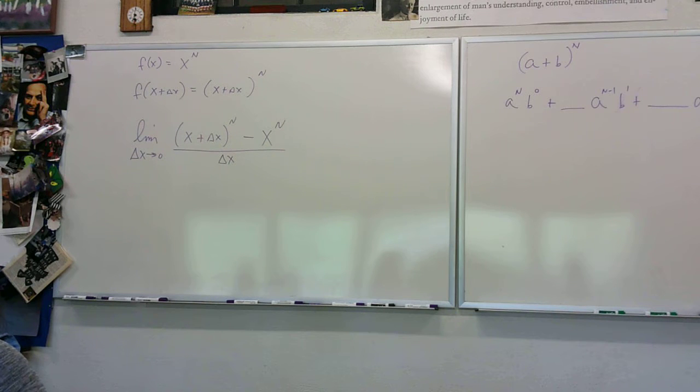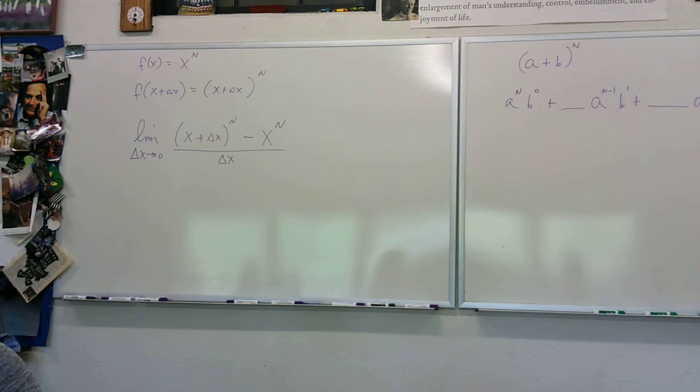Plus, dot, dot, dot. And this just keeps going down by 1 until it's 0. And of course the B one keeps going up by 1 until it's whatever the end value is. Okay? And that's how the binomial expansion works.